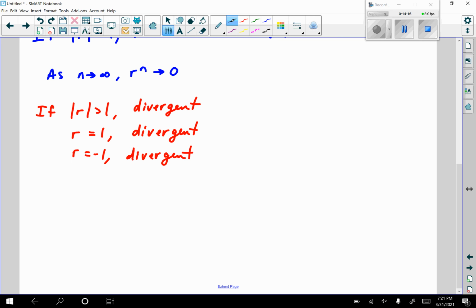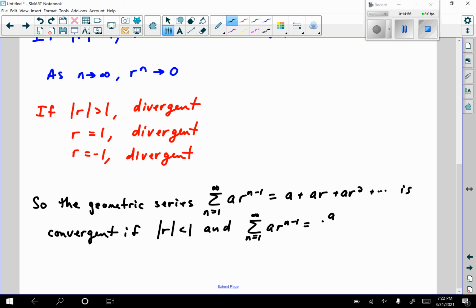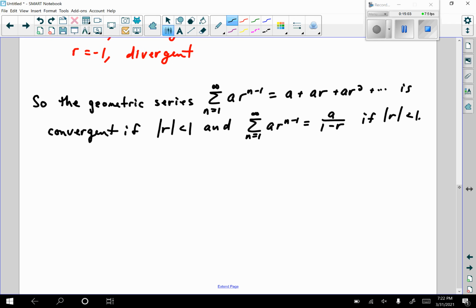So we'll just kind of restate this. So we'll say the geometric series denoted by the summation as n goes from 1 to infinity of a times r to the n minus 1, which is equal to a plus a times r plus a times r squared, is convergent if the absolute value of r is less than 1, and the sum is actually equal to a over 1 minus r, again, if absolute value of r is less than 1.